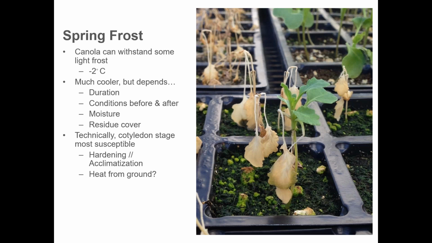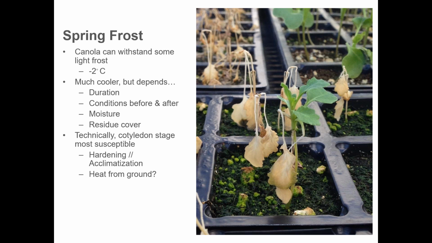So canola can withstand some light frost. The typical number is up to -2 degrees Celsius, but definitely we've seen it be able to handle much cooler. It's just going to depend on the duration of the frost, the conditions leading up to and after that event, the soil moisture, residue cover, things like this. Technically, the cotyledon stage is most susceptible. And that 3-4 leaf stage is going to be less susceptible, but that's not always what we see.